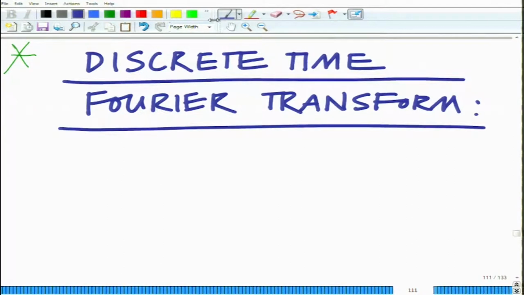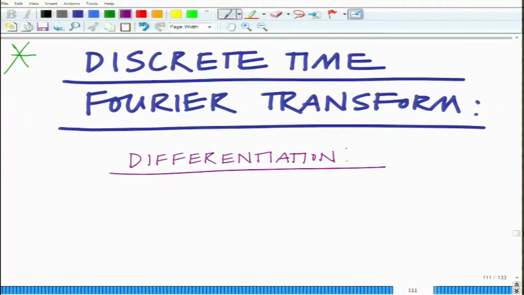And the next property, so you looked at several properties, we have looked at the duality. The next property that we want to look at is differentiation in frequency. Of course, in time it is a discrete signal, so we cannot talk about differentiation in time. So, this is differentiation in frequency. What happens when you differentiate in frequency?